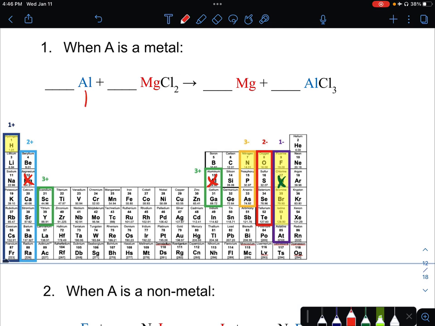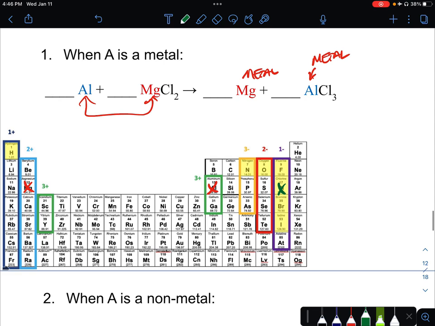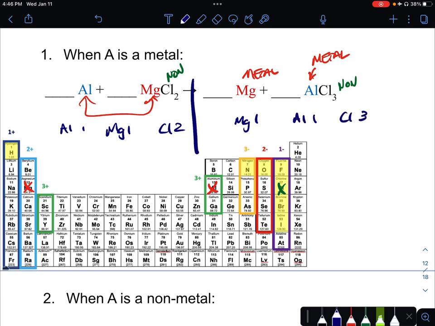So then what happens is our Al and our Mg are going to switch, right? So then we get Mg, metal, Al, metal, right? And then we see Cl, non-metal, right? And then what we could do is we could balance this thing. Al's got 1, Mg's got 1, Cl's got 2, Mg's got 1, Al's got 1, Cl's got 3, right? Double my odd to get up to 6.